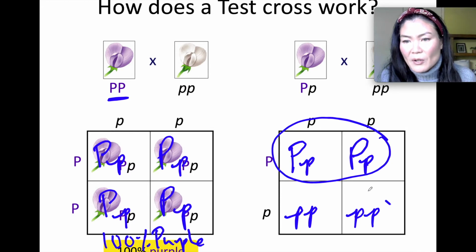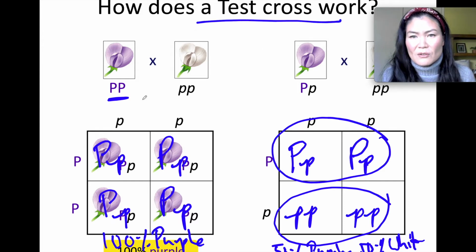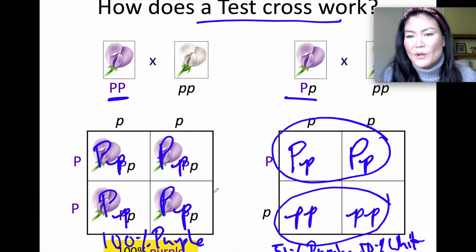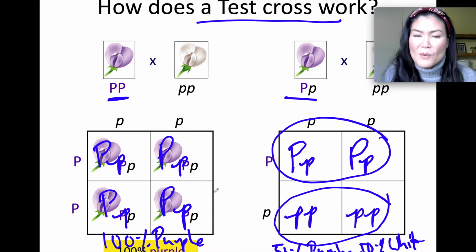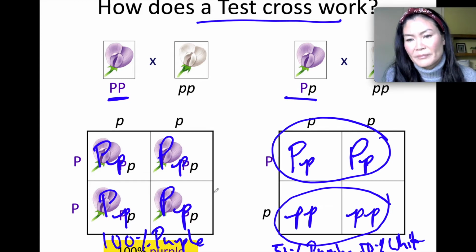50% purple, 50% white. So do you guys see how a test cross can tell you what is the genotype of the purple flower? If you cross it with the homozygous recessive, the white one, looking at the offspring will tell you exactly what the genotype of that purple flower is. If 100% of the offspring are purple, then you know it's homozygous purple. If it's 50% purple offspring, then you know it's heterozygous purple. Okay?